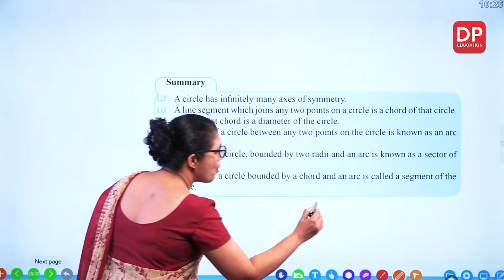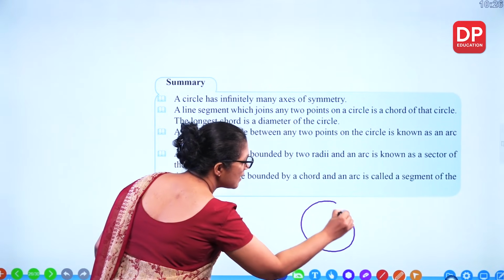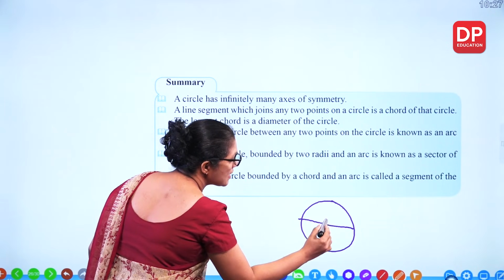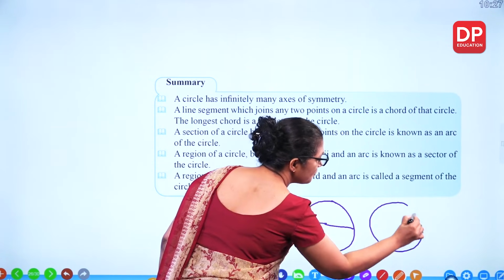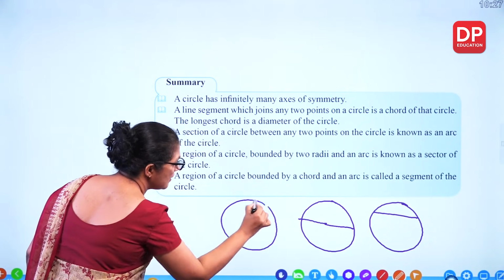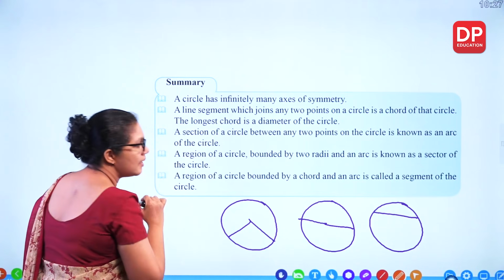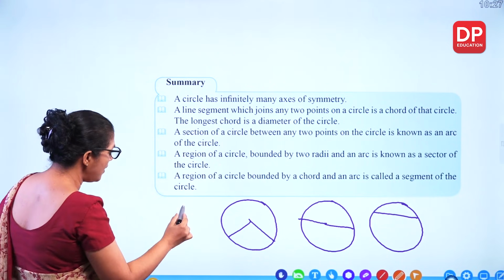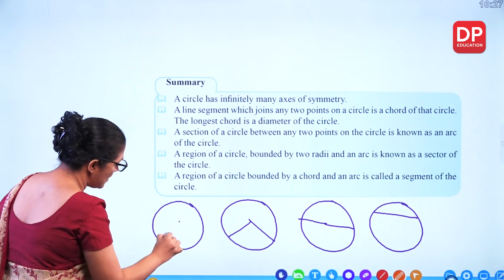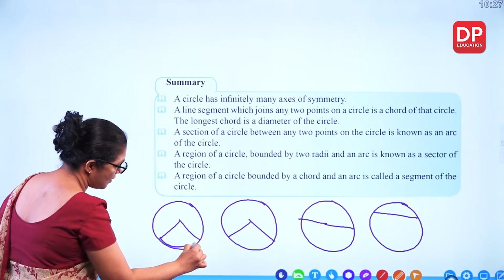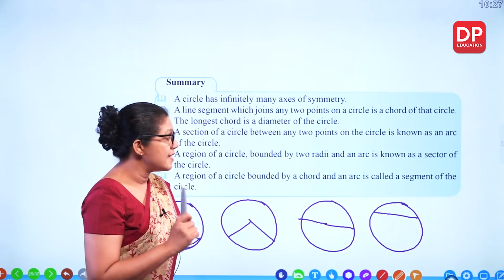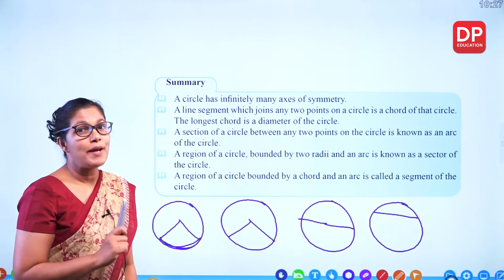So you have to remember all these: radius, diameter, segment and sector, and what's the other one? Arc. Arc means when you take a circle, the length of this one is arc. So remember all these because these are important in geometry in maths.